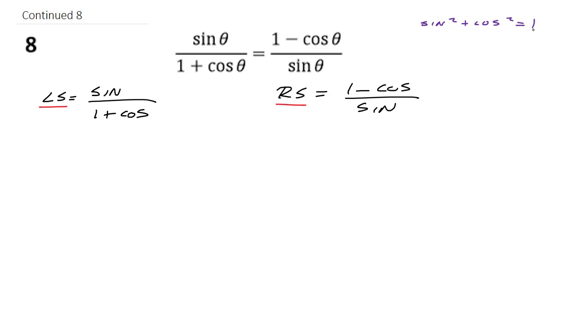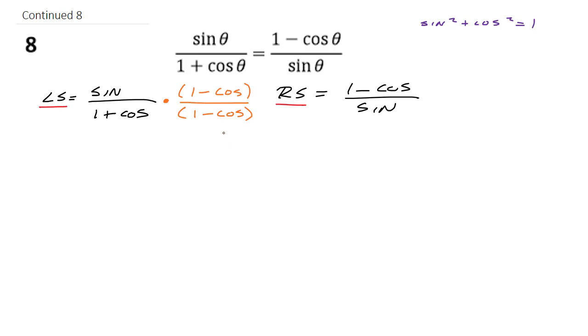So this one, what we're going to do is pull a trick that we learned a while back. We're going to multiply. It doesn't really matter which side we start with, but I'm going to start with the left side. I'm going to multiply it by what's called the conjugate. Now, if you remember what the conjugate is, it basically creates a difference of squares. So I have 1 plus cos. I'm going to multiply it by 1 minus cos, and I'm going to multiply the top here also by 1 minus cos.